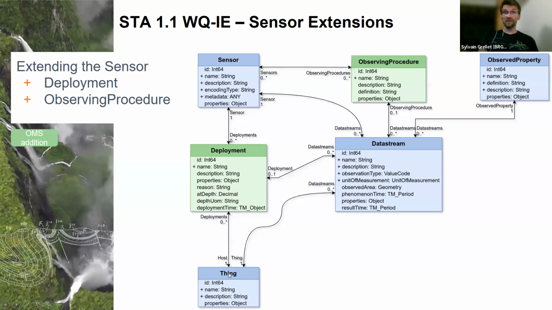So in between the pre-existing classes, we added the notion of deployment. So in OMS, we have host, deployment, observer. So we added that deployment. After a couple of years of use of SensorThings 1.0 and 1.1 in the SensorThings community, there was a lot of debate between some people using sensor for sensor type or sensor instance. It's crystal clear in OMS. We introduced back the observing procedure. So we have a clear divide: the procedure is what you do, and the sensor is your actual device that measures.